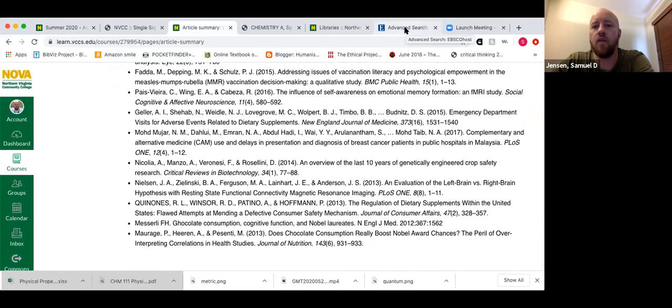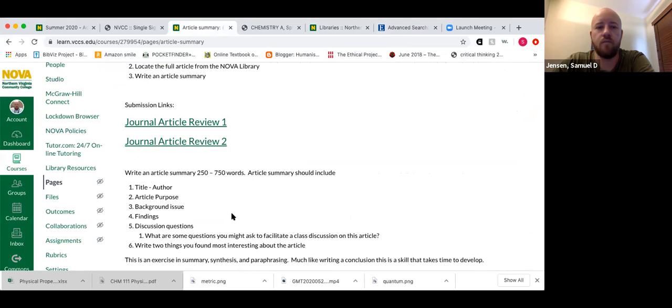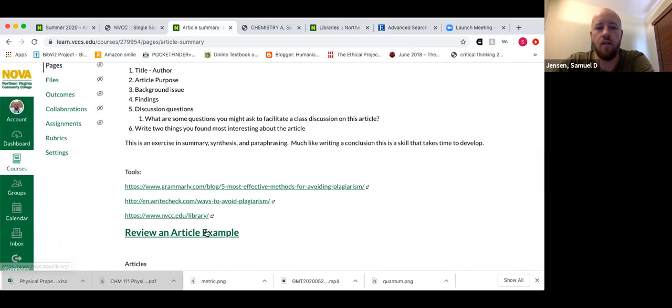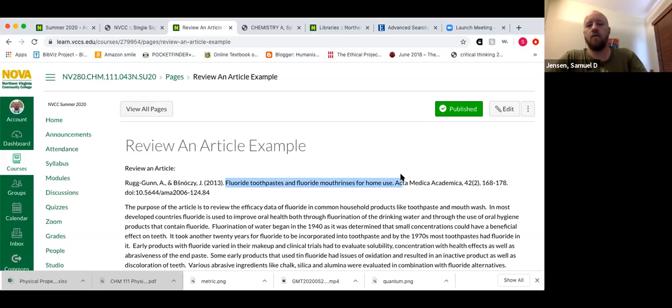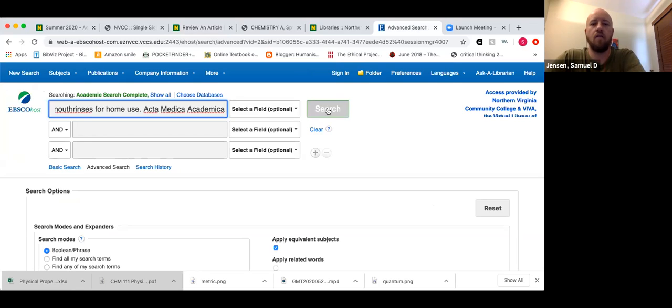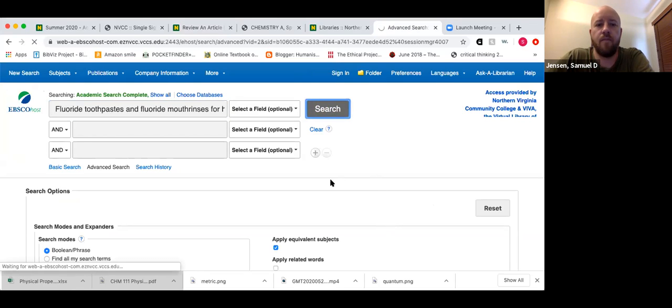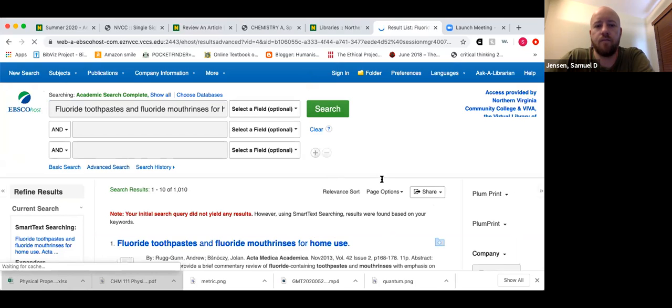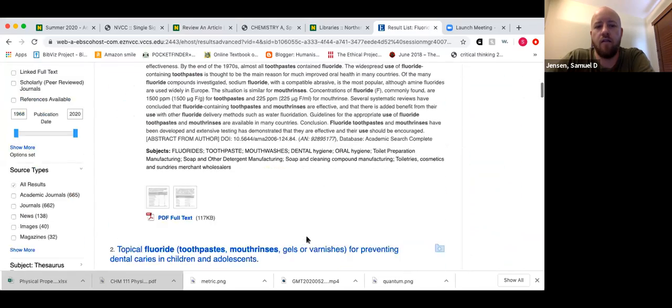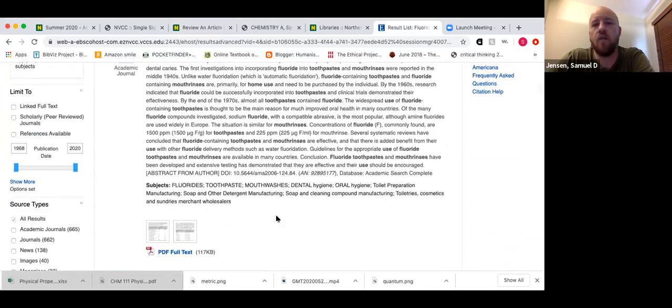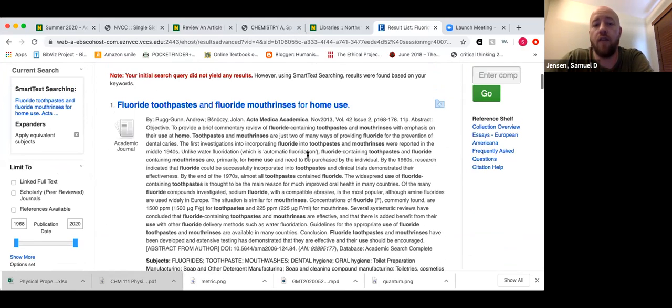If we do a search for a journal article, let's see the example one that I used. You'll probably be able to find the full article. I've guaranteed that all of the articles cited there are in the library, so you just have to find them.